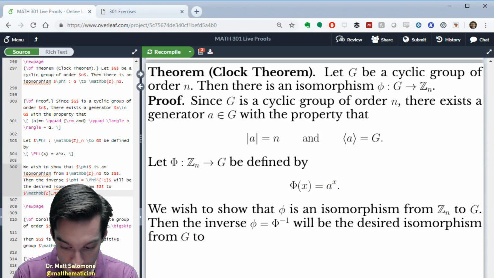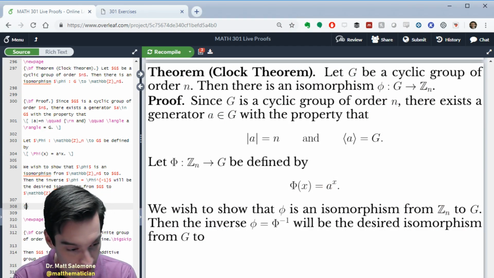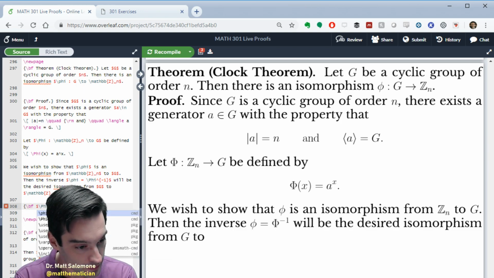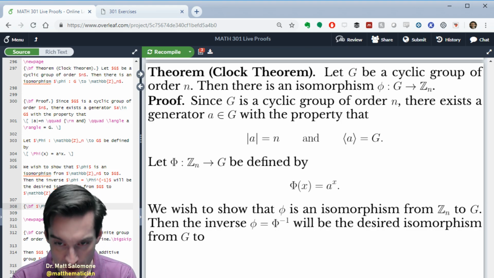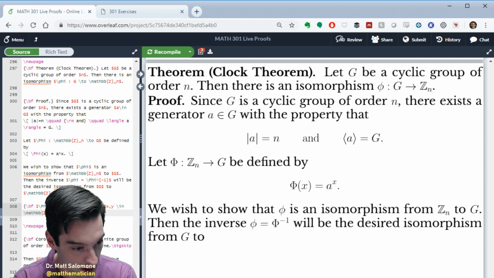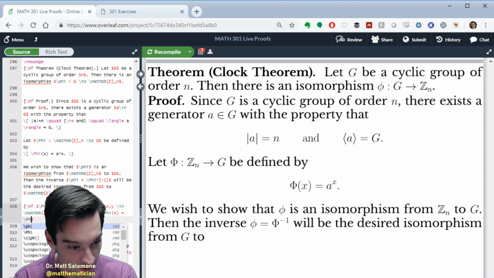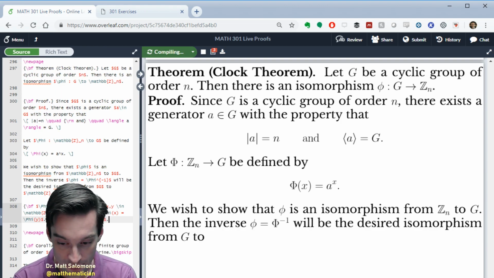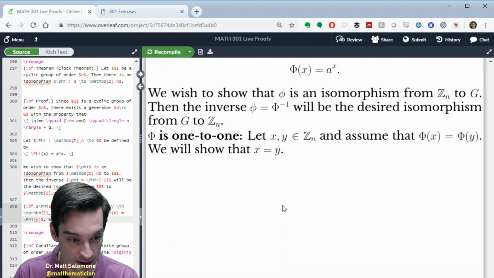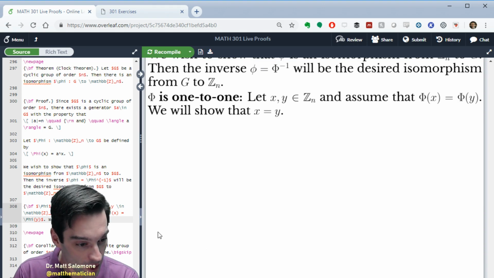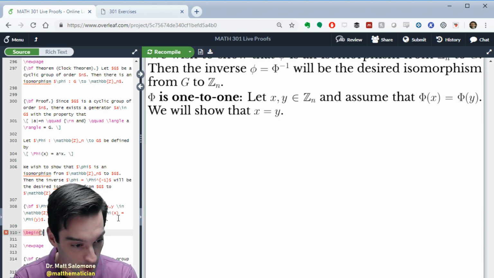So here I want to write the proof of the assertion that phi is 1-to-1. Rather than G and H, let me call my inputs x and y. Let x and y be elements of Z n, and assume that phi of x equals phi of y. We will show that x equals y. Right, so there is the strategy and the burden of proof that we're going to use to show that phi is indeed one-to-one. And now all I do is recreate that work that I had done on the napkin.